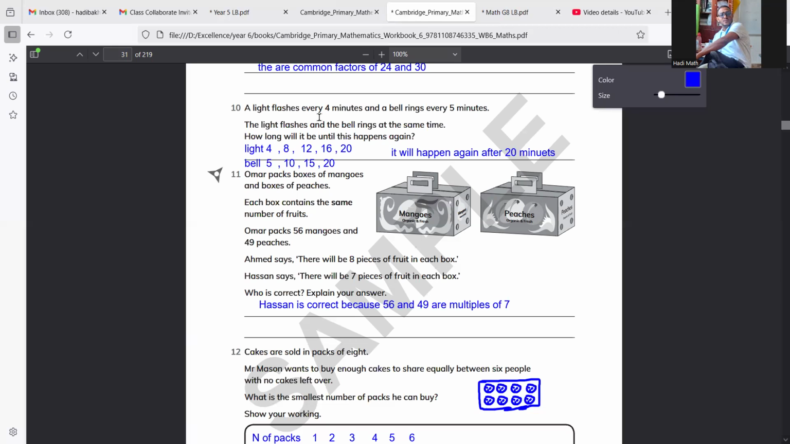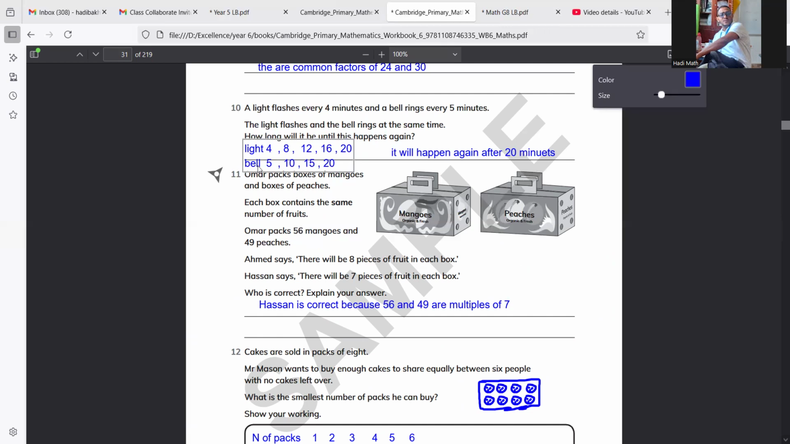Like this happens every 4 minutes and this happens every 5 minutes. We will see the common multiple between 4 and 5. In another way, you could write that the light flashes at minute 4, then at minute 8, then minute 12, then minute 16, then minute 20, then minute 24, and so on.